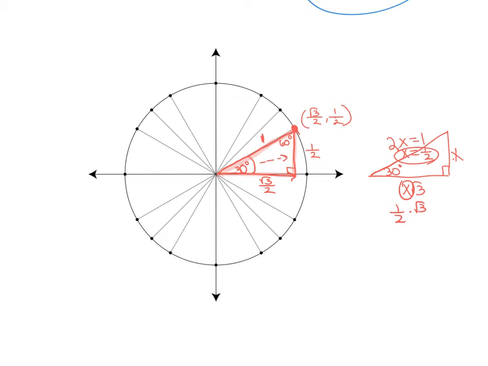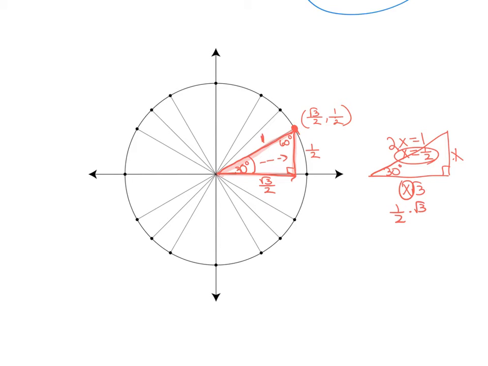And like you learned last week on the Desmos, root 3 over 2 is your cosine of 30. 1/2 is your sine of 30, because your cosine corresponds with your horizontal distance, your sine value corresponds with your vertical distance, your up and down.